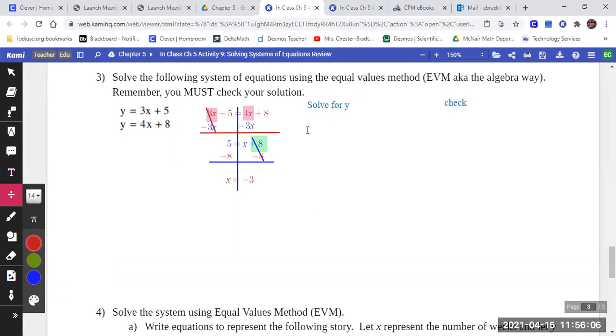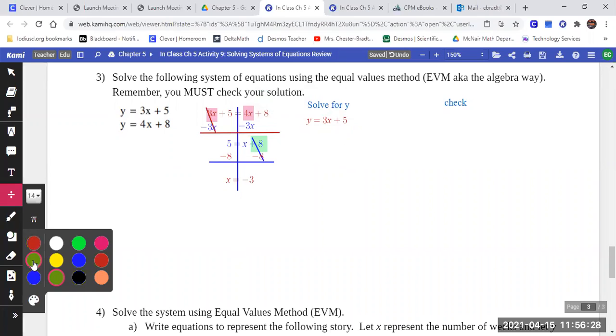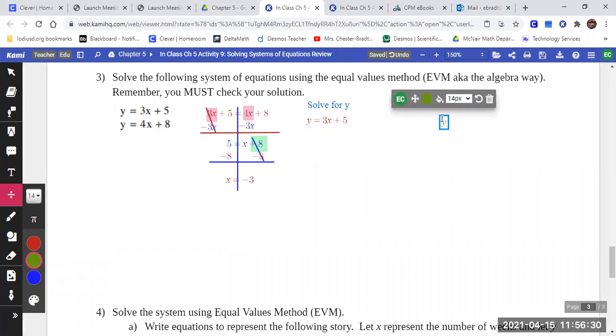Okay, so the 3x plus 5, we're going to solve for y. So we're going to say y equals 3x plus 5. That's going to be my solve for y. And then for the check, I'm using the other one. And check is checking a solution. I get to change to green. And that's going to be y equals 4x plus 8. So one of the original equations gets used to solve for y. The other one gets used to check the solution. So that's why I just turned it green. We're checking the solution.